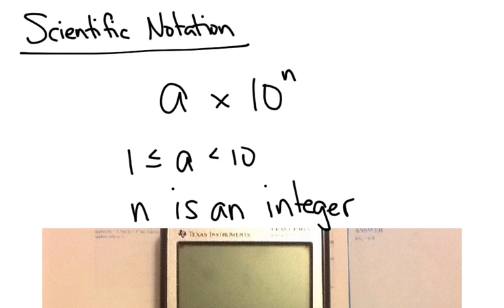It can be 9.99999, but not 10 on the nose. N is always an integer. It's going to be positive or it's going to be negative. If n is positive, it's going to be a really big number. If n is negative, it's a really small number.